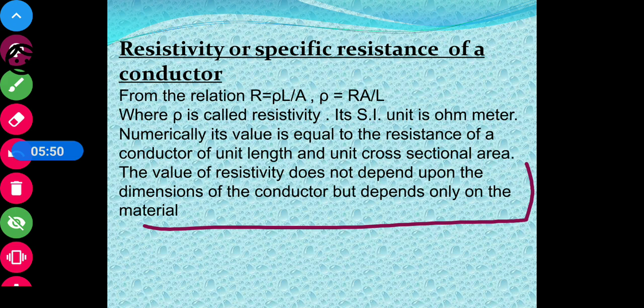According to it, if you take two conductors of different length and different area A but of the same material, for example two copper conductors of different lengths, even then their resistivity will remain the same, only the resistance will change. But if you take two identical conductors of different material, one of copper and one of iron, then their resistivity will be different, because resistivity does not depend upon the dimensions, it depends only on the material.